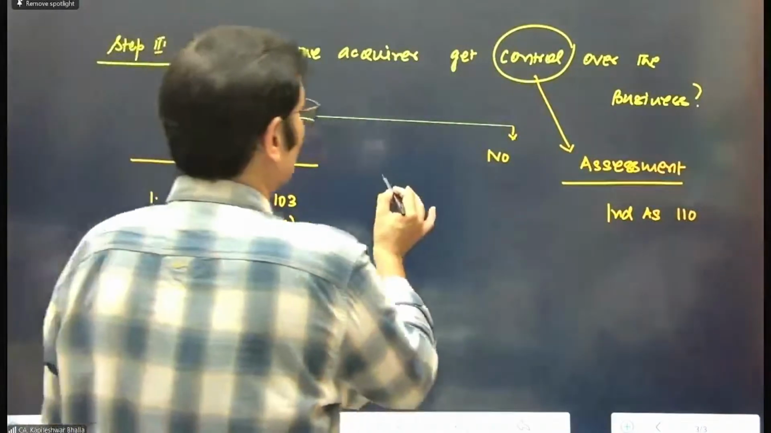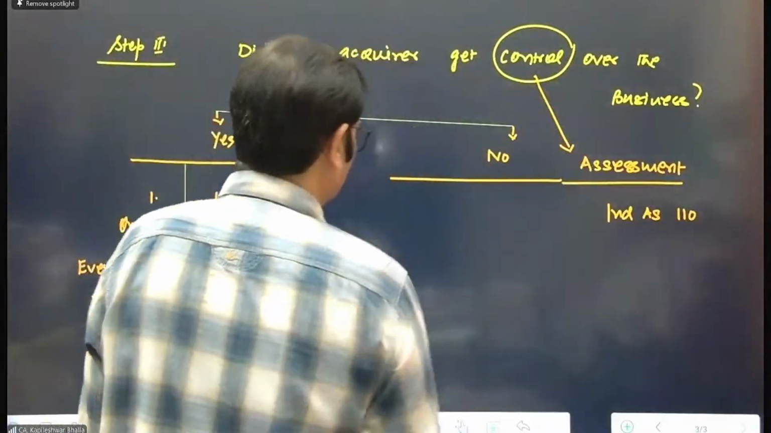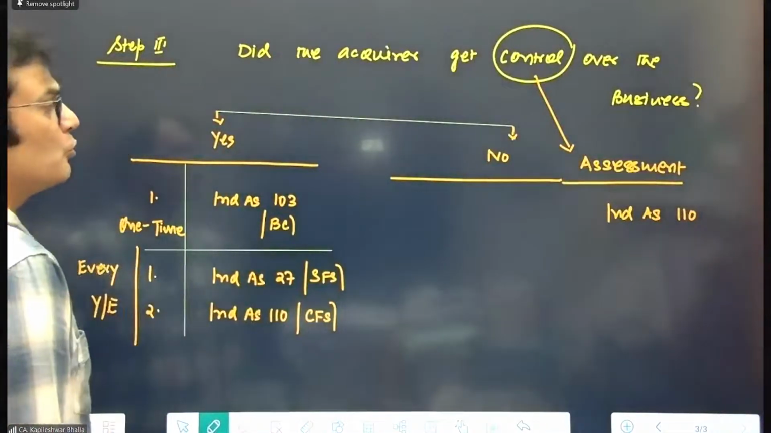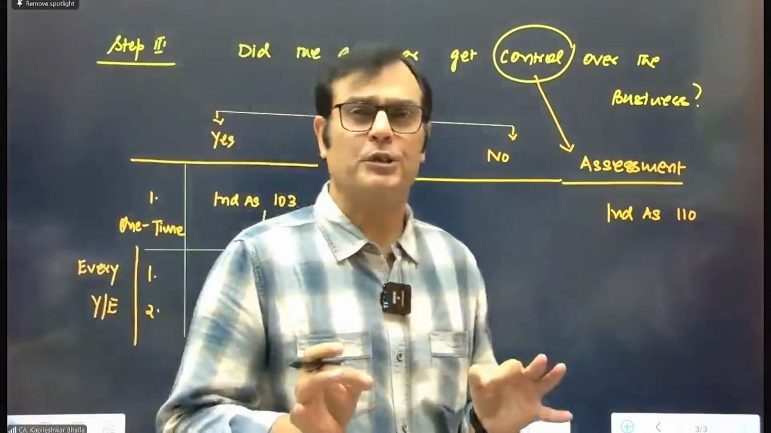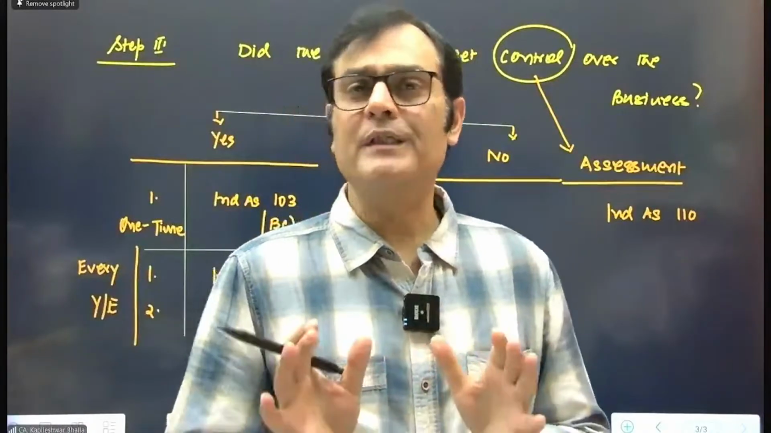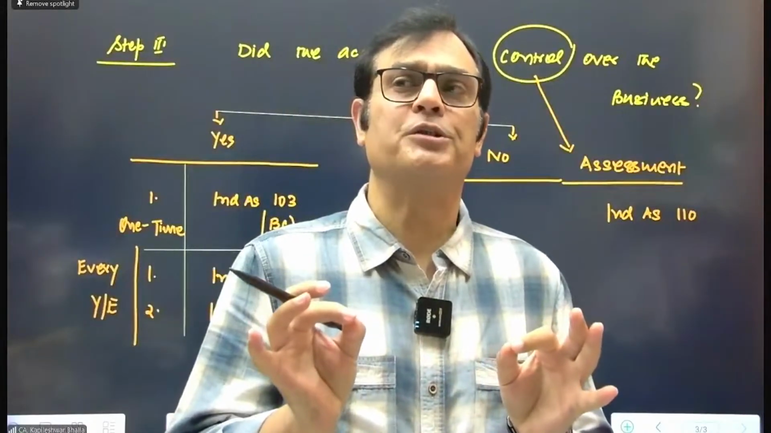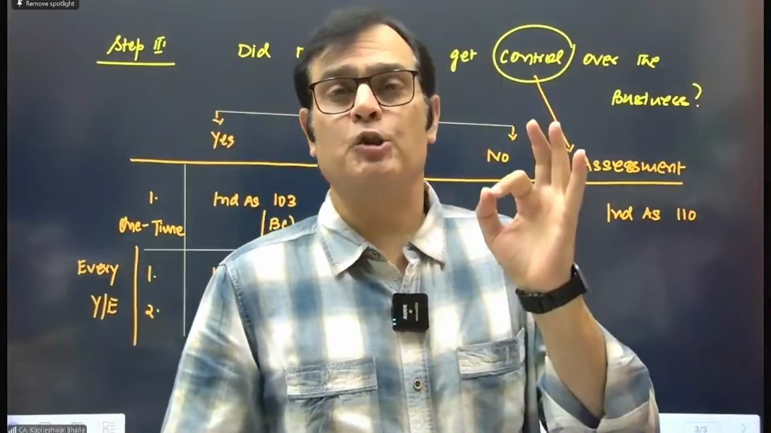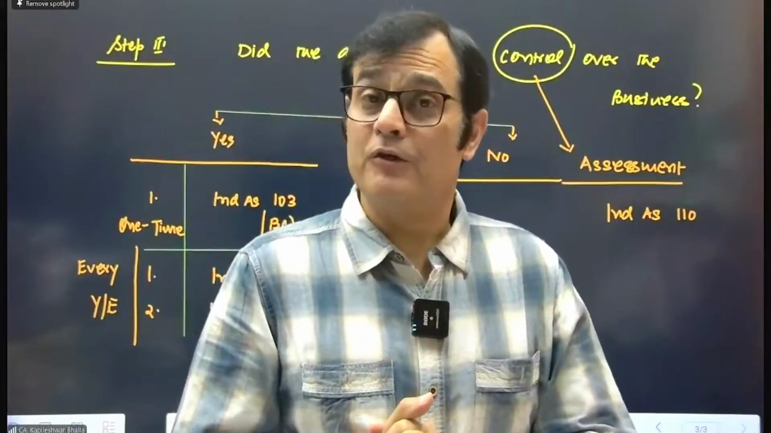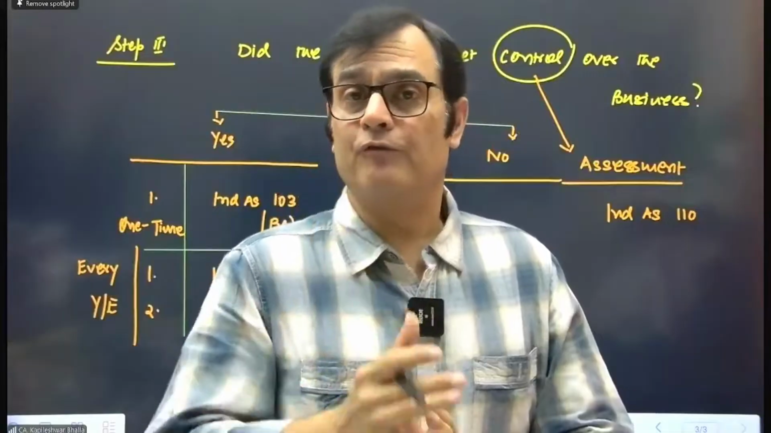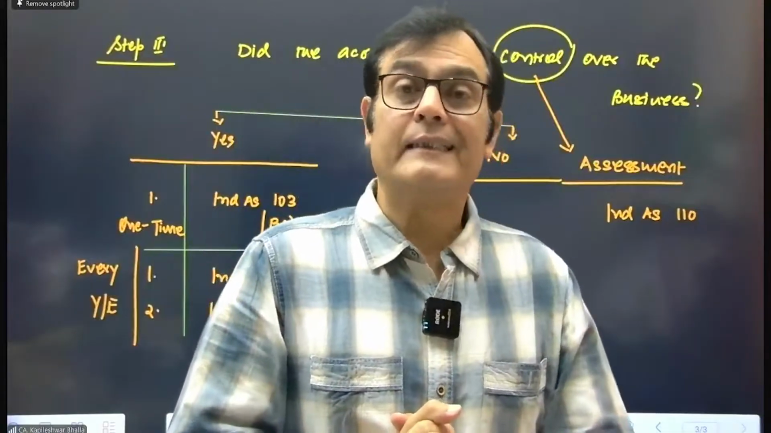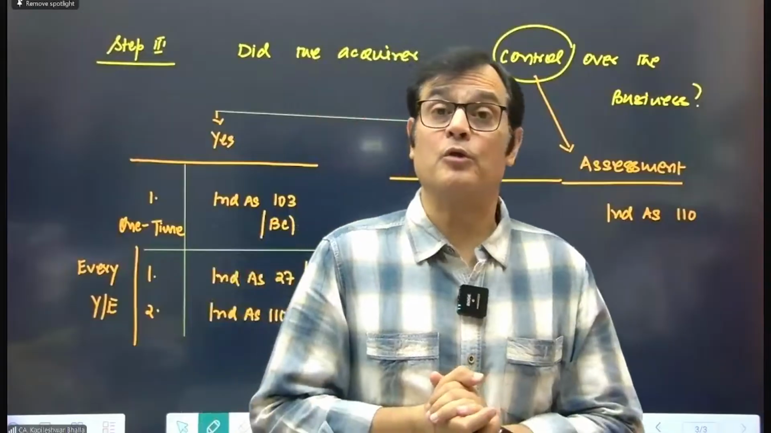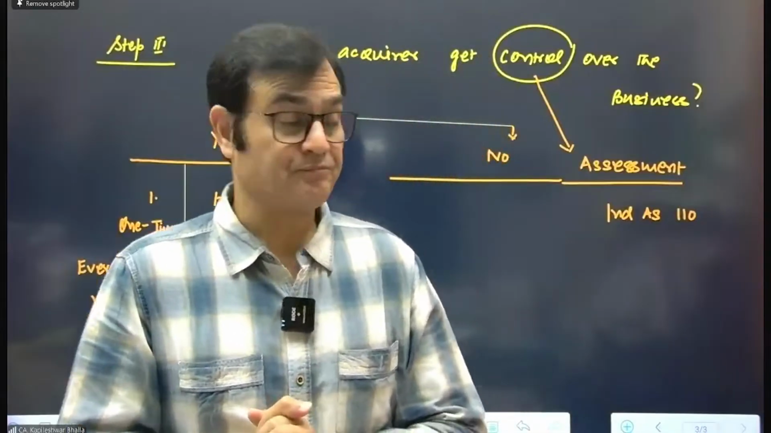Now, if you say no in this particular case, that no, we did not get control, we need to go through certain sequential questions and put across certain questions. Okay, is there joint control? If no, is there significant influence? If no, then is there a passive investment? And these questions will be put across in a sequential manner.